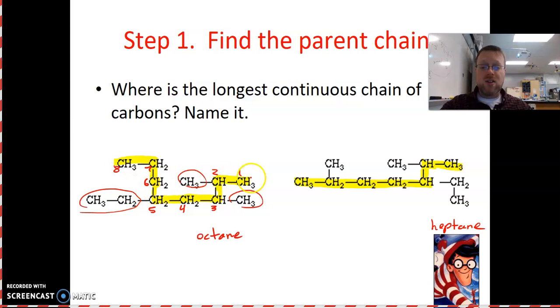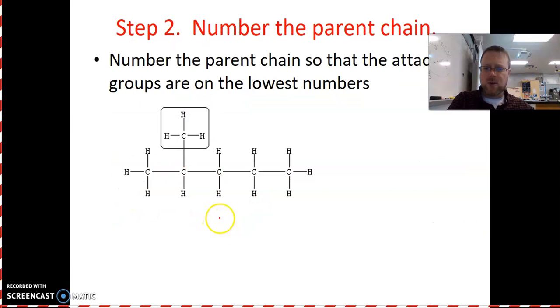Okay? All right, and you want to name your attachments as well. So a 1-carbon attachment is called a methyl attachment. I have another methyl attachment here and an ethyl attachment here. Okay, so we're identifying what kind of attachments those are.